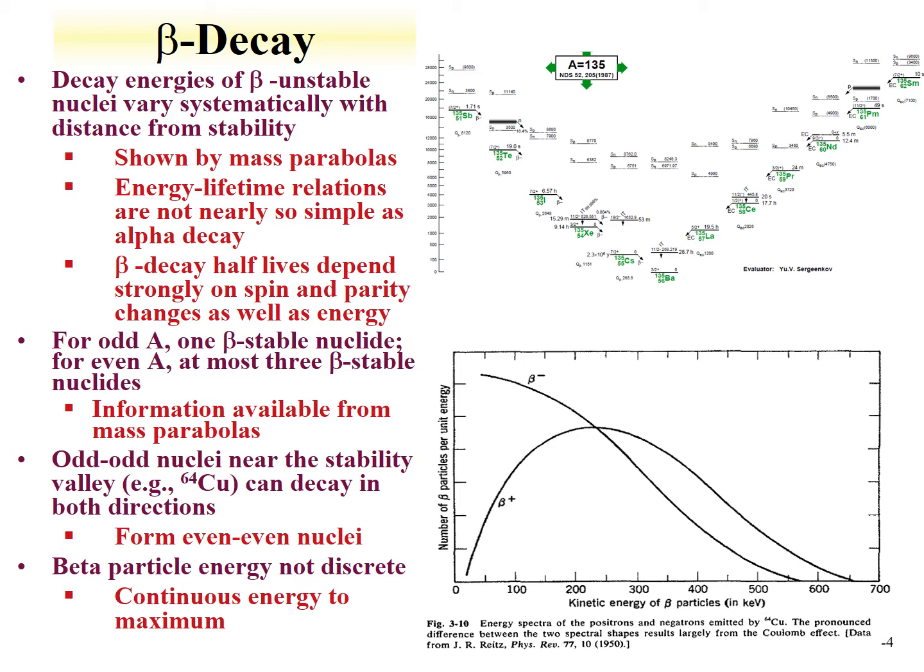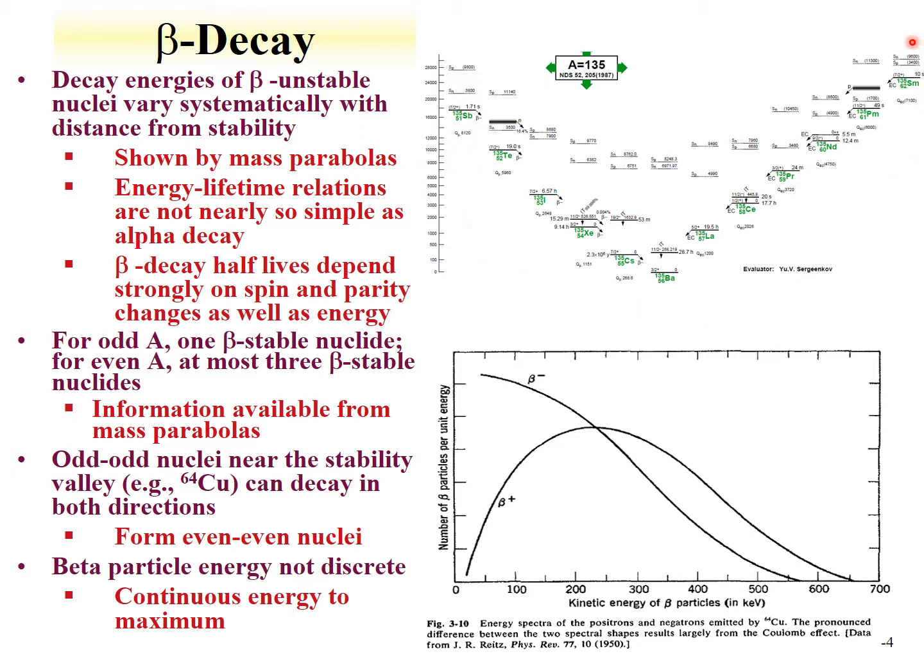Similar to alpha decay, there are systematic variations with beta decay energy and half-life. This is shown by the mass parabola here, where we see that there's a larger energy change as we go from more unstable to more stable beta isotopes. However, unlike alpha decay, with the Geiger-Nuttall equation, there's not as strong a linear relationship as what's observed with alpha decay. And what we're going to see is that beta decay half-lives really depend upon variations in spin and parity.